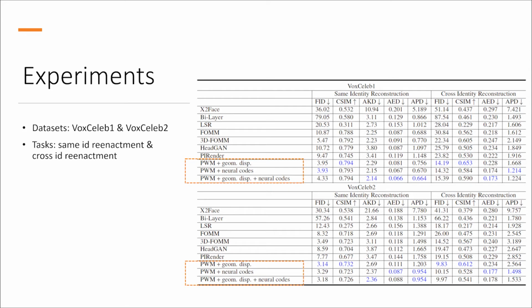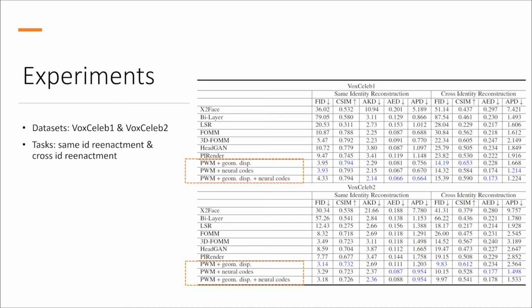As can be seen, there are 3 model variants for our method, depending on which geometry guidance we use. For example, we have PWM with geometric displacements, PWM with posed neural codes, and PWM with both types of guidance. Each model variant may achieve slightly different performance on the metrics, but our method always outperforms other baselines regardless of the geometry guidance in use.